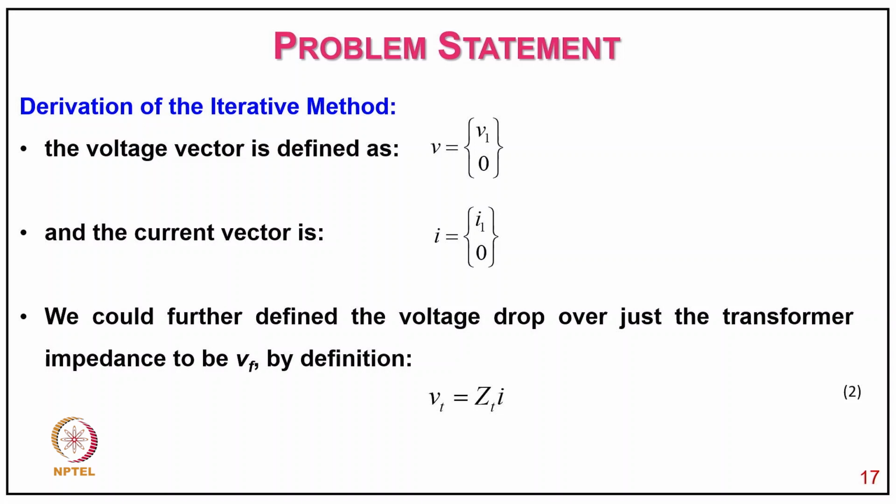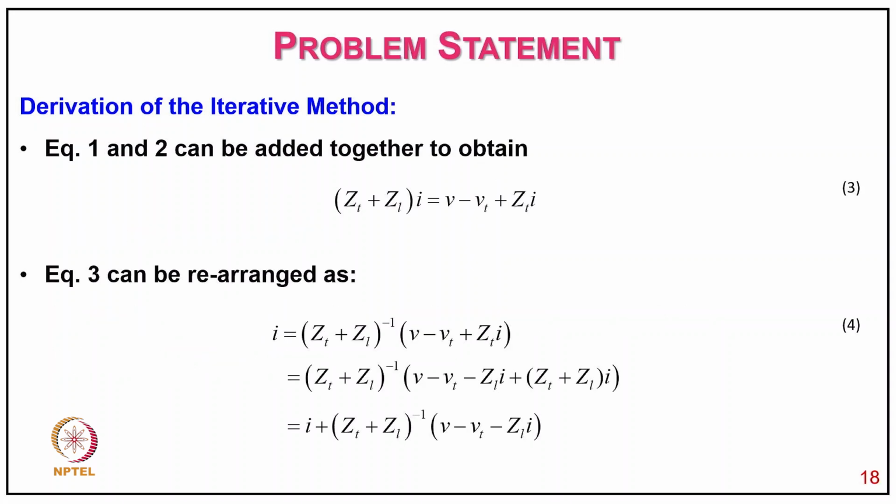By definition, we can say VT equal to ZT times I, and from this equation we can write (ZT plus ZL) I equal to V minus VT plus ZT I. This equation can be arranged into I equal to (ZT plus ZL) to the power minus 1 times (V minus VT plus ZT I), or equal to (ZT plus ZL) to the power minus 1 times (V minus VT minus ZL I plus (ZT plus ZL) I), or equal to I plus (ZT plus ZL) to the power minus 1 times (V minus VT minus ZL I).